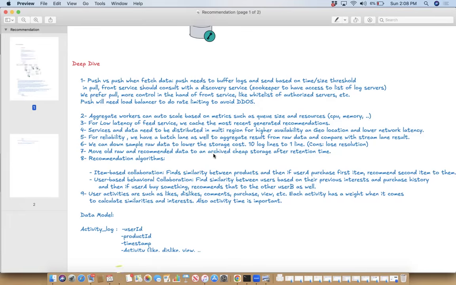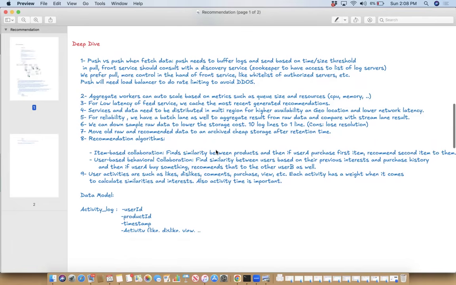And we'll have a geo load balancer, or DNS, to route the request to appropriate machines and servers across the network, and also access the data from the closest data center to the end user.